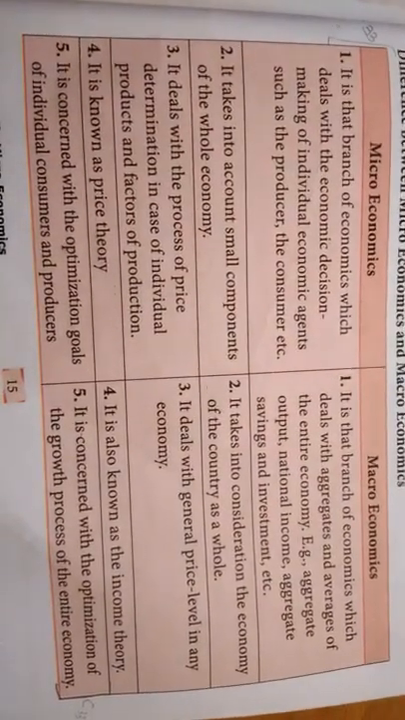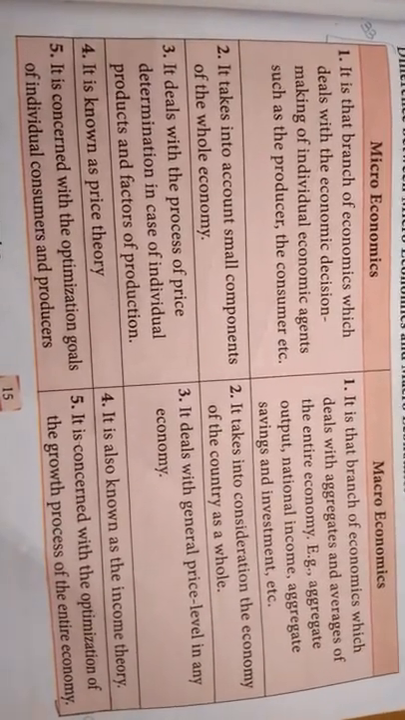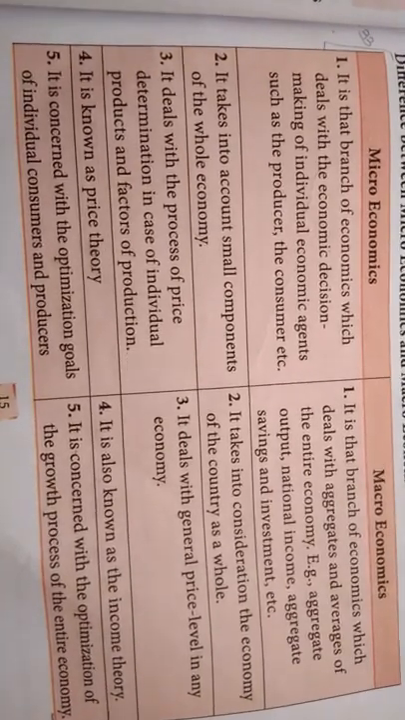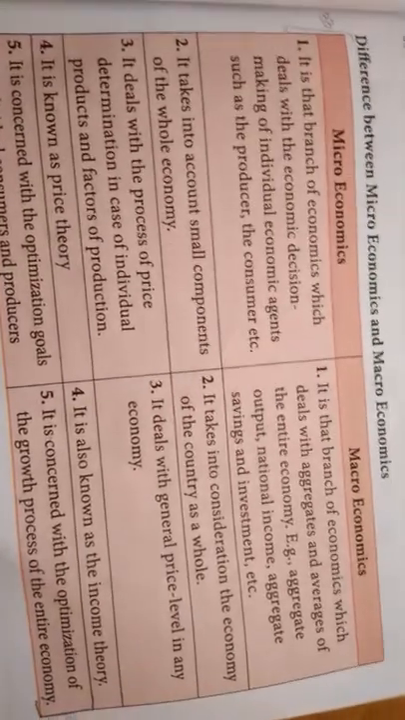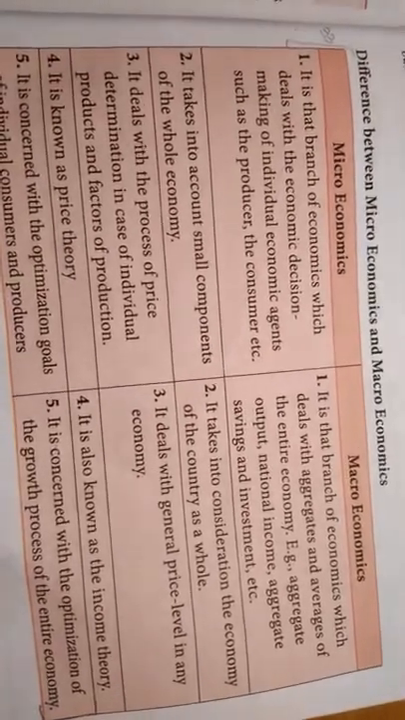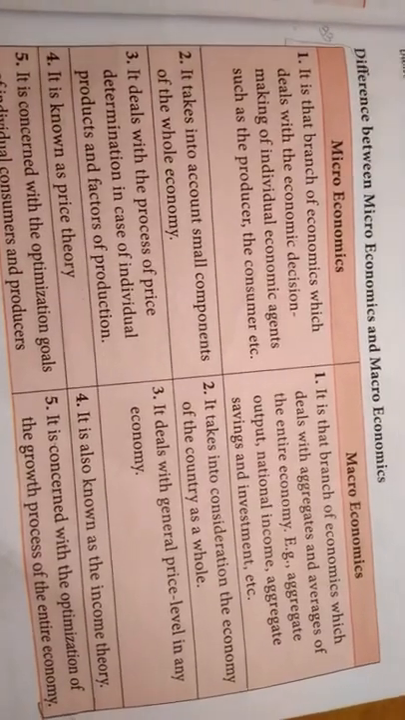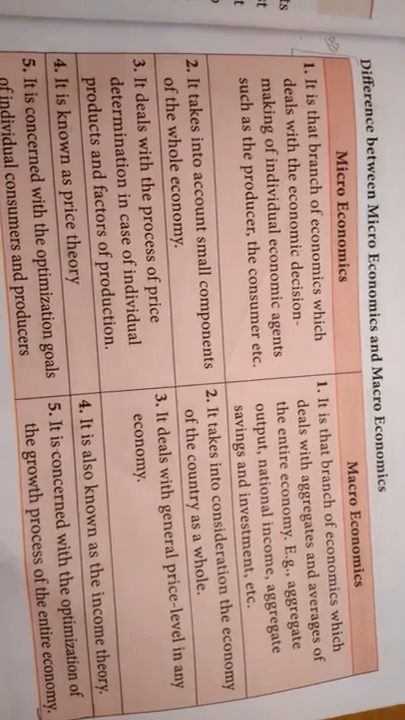So microeconomics is the branch of economics which deals with the economic decision making of individual economic agents such as the producer and the consumer, etc. The producer and the consumers mean, we have studied how the price is determined in the different types of markets by the producer and the consumer, or the demand and supply only.